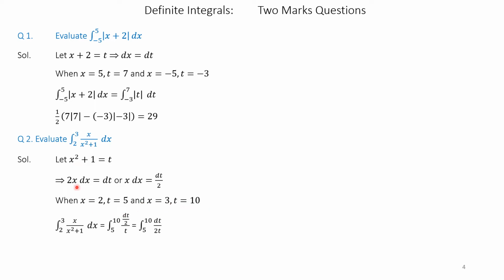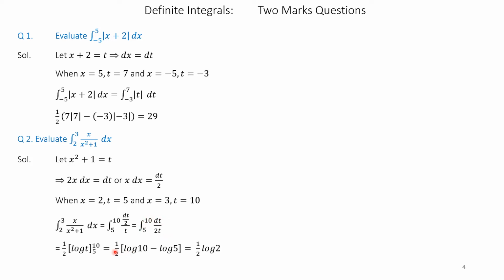Therefore, the given integral, integral 2 to 3 of x by x square plus 1 dx, becomes the integral with the new values of t. The lower limit is 5 and upper limit is 10, as we have calculated in the previous step. So x into dx is dt by 2. So we have put dt by 2 in the numerator and t in the denominator. That becomes integral 5 to 10 of dt by t.